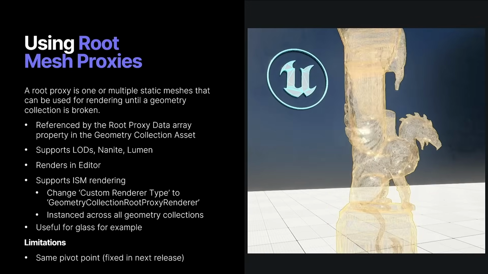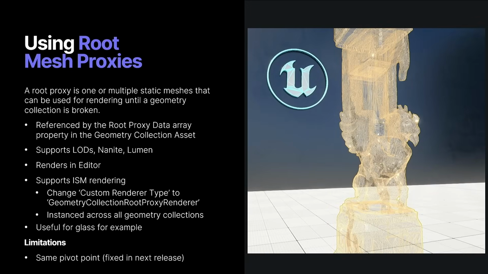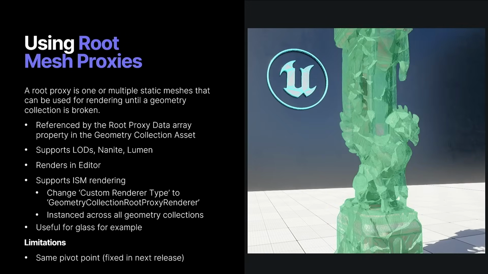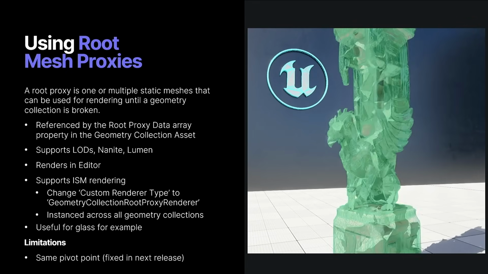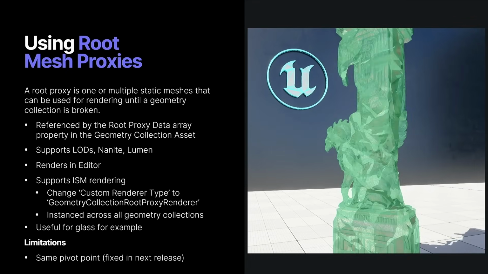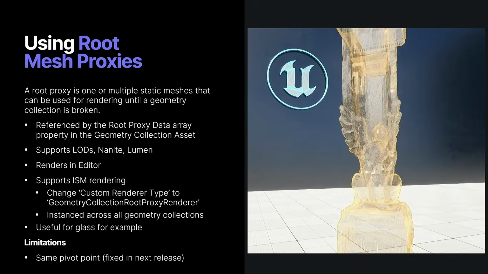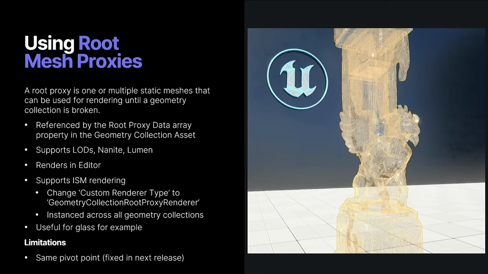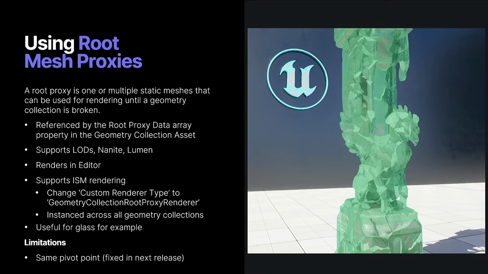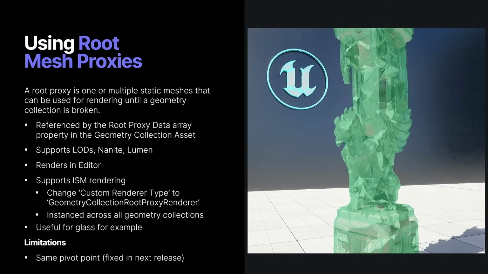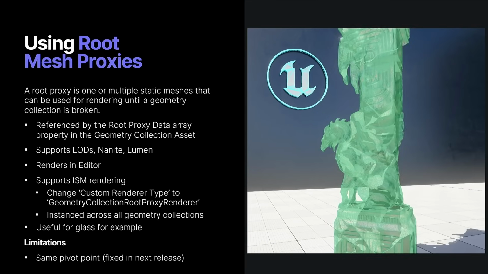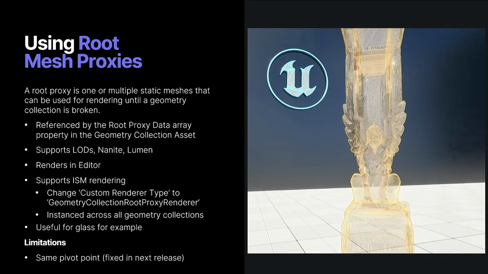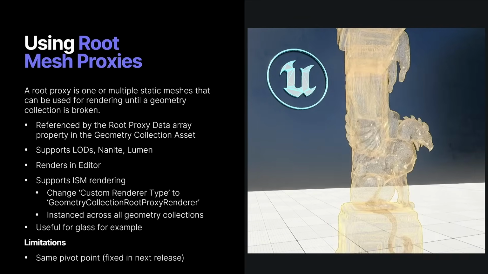A little note I didn't specify there, it just came to my mind. The collision will always come from the geometry collection, never from the root proxy mesh. So if you have collisions set up on your root proxy mesh, it won't be used for collision. Only the collision from the geometry collection will be used. There's a limitation right now in 5.5: it has to use the same pivot points as the geometry collection. This has been fixed in the dev branches, and it won't be a limitation anymore in the next release.